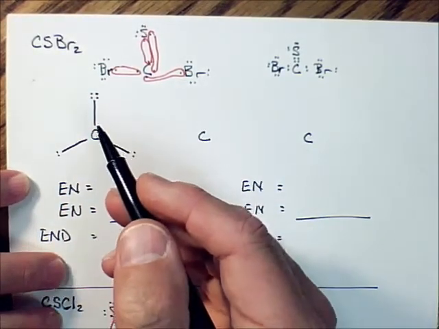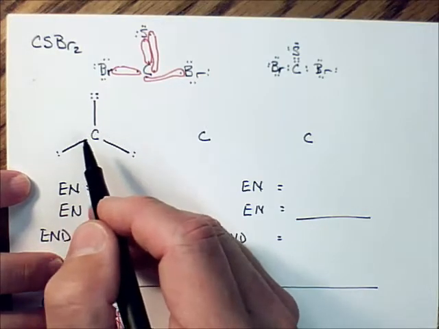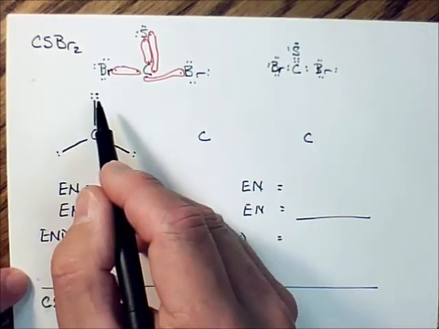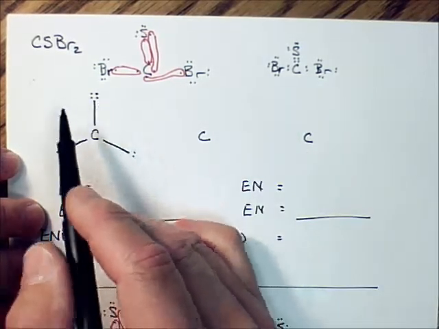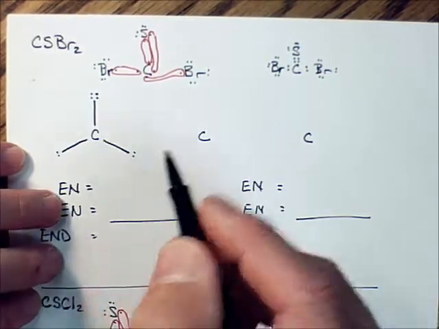It doesn't really matter because these are all evenly spaced. There's no preference for putting that double bond. That's what it's called. Sharing 4 electrons is a double bond. There's no preference for putting it on any one of the arms. So I just did it this way for this time.